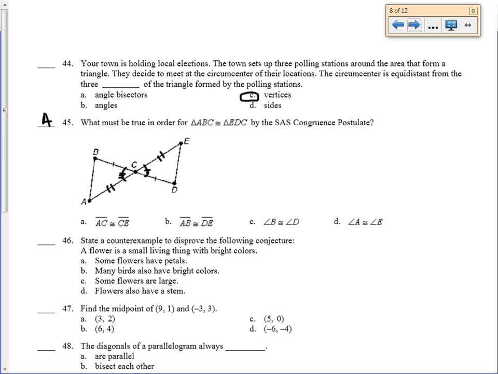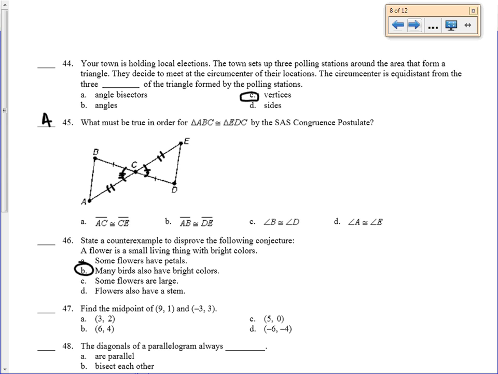Here's the word we talked about. State a counterexample. What's a counterexample do to a statement? False. A flower is a small living thing with bright colors. Some flowers have petals, many birds have bright colors, some flowers are large, flowers also have a stem. Which would be a counterexample to a flower is a small living thing with bright colors? It's B, many birds also have bright colors. You see what it's saying? But just because it has bright colors doesn't make it a flower. So B would be a counterexample.